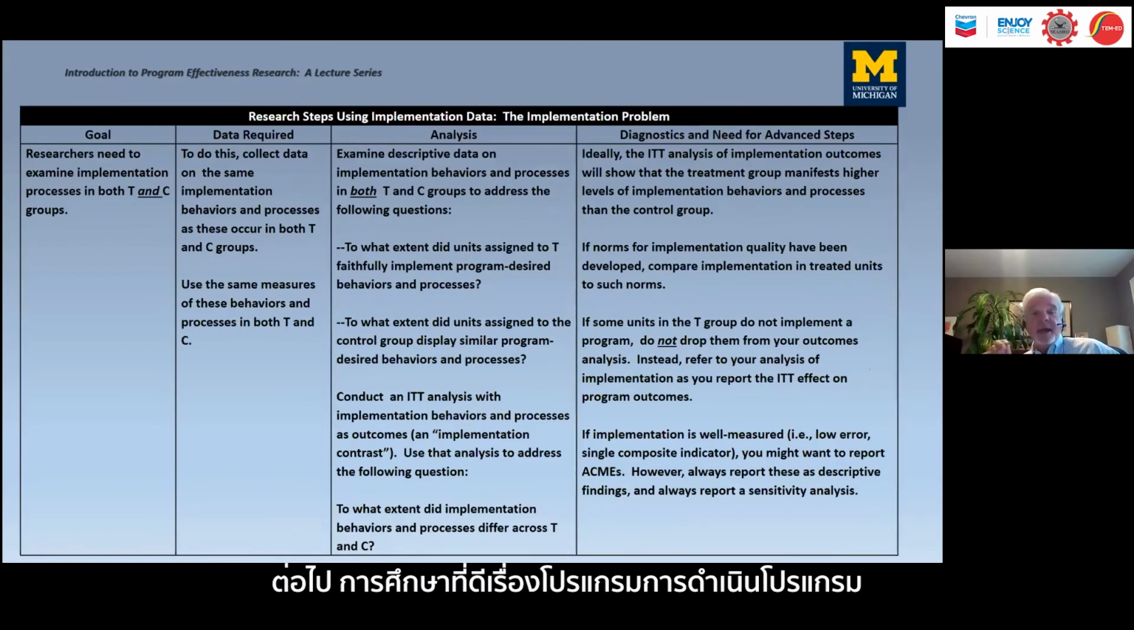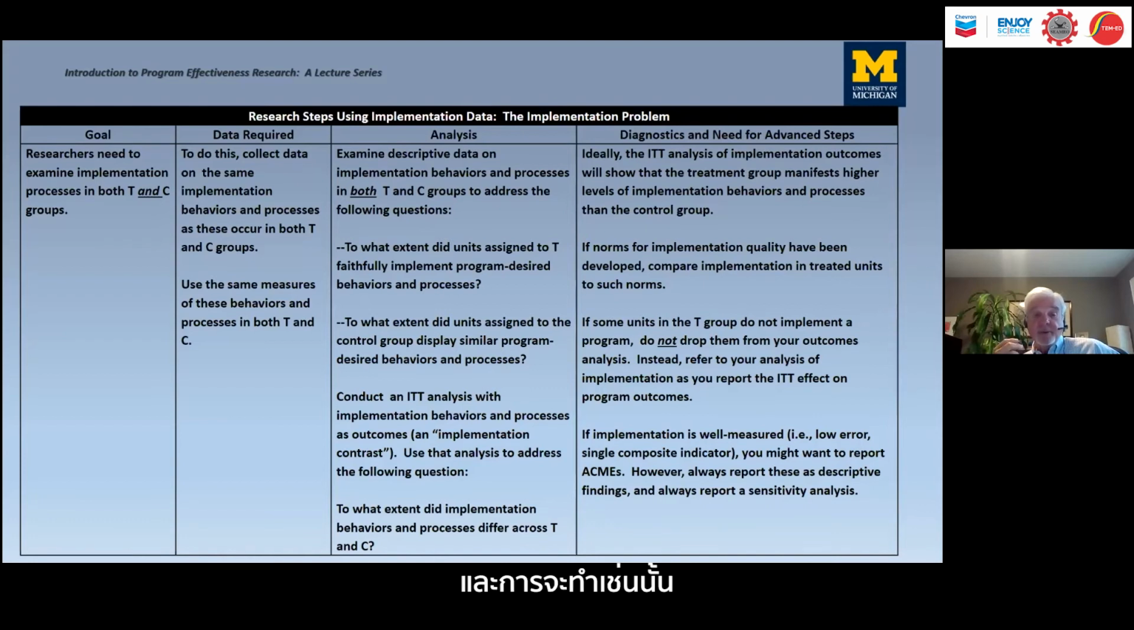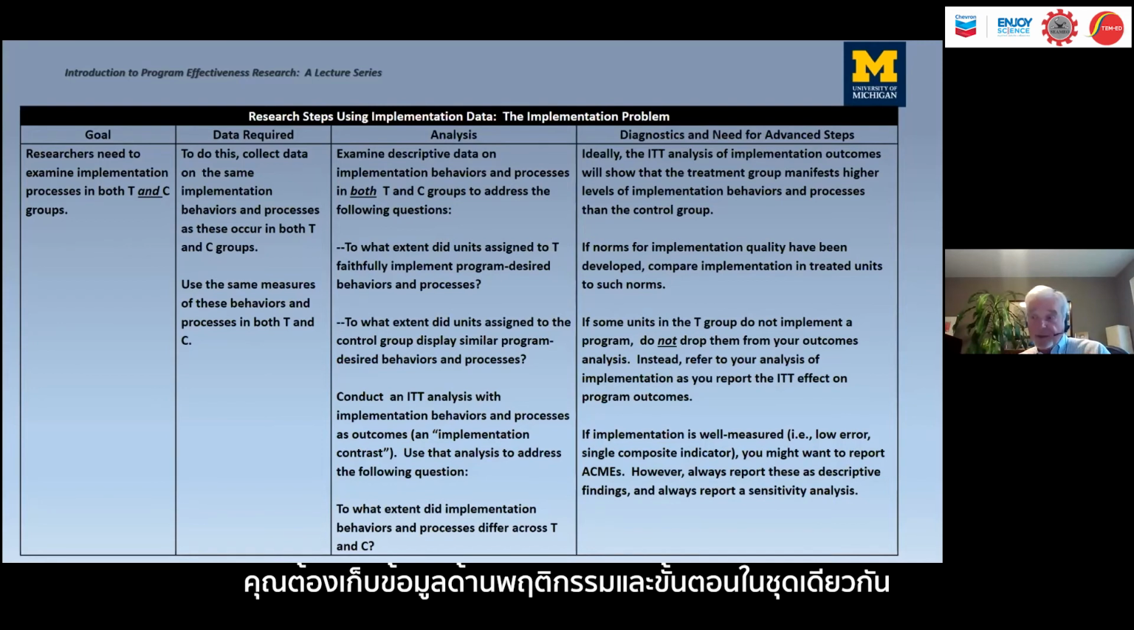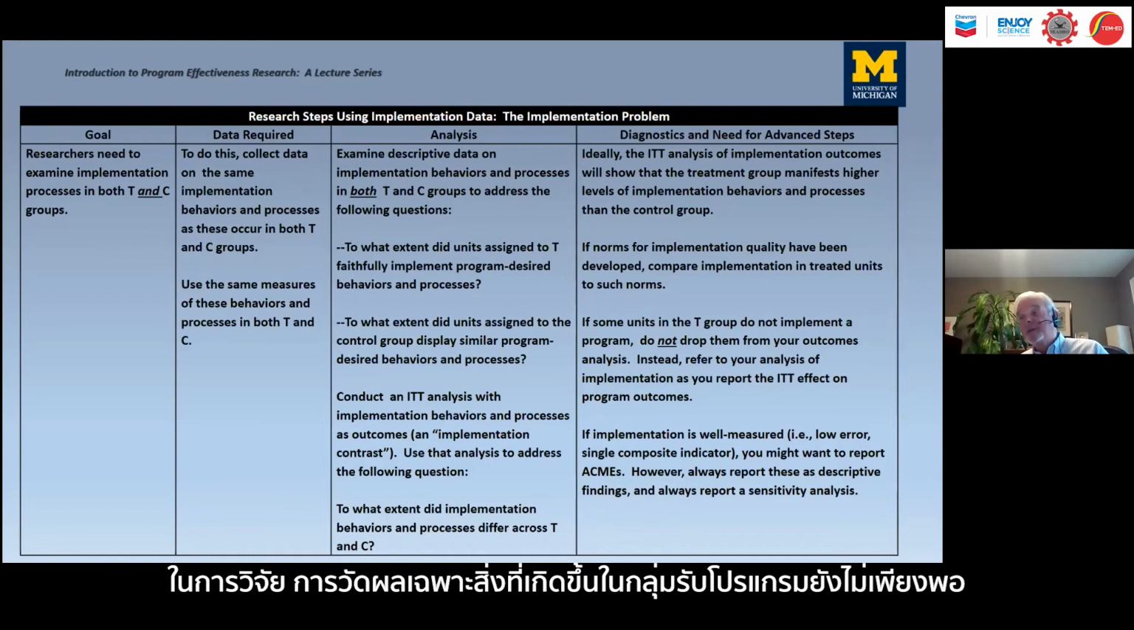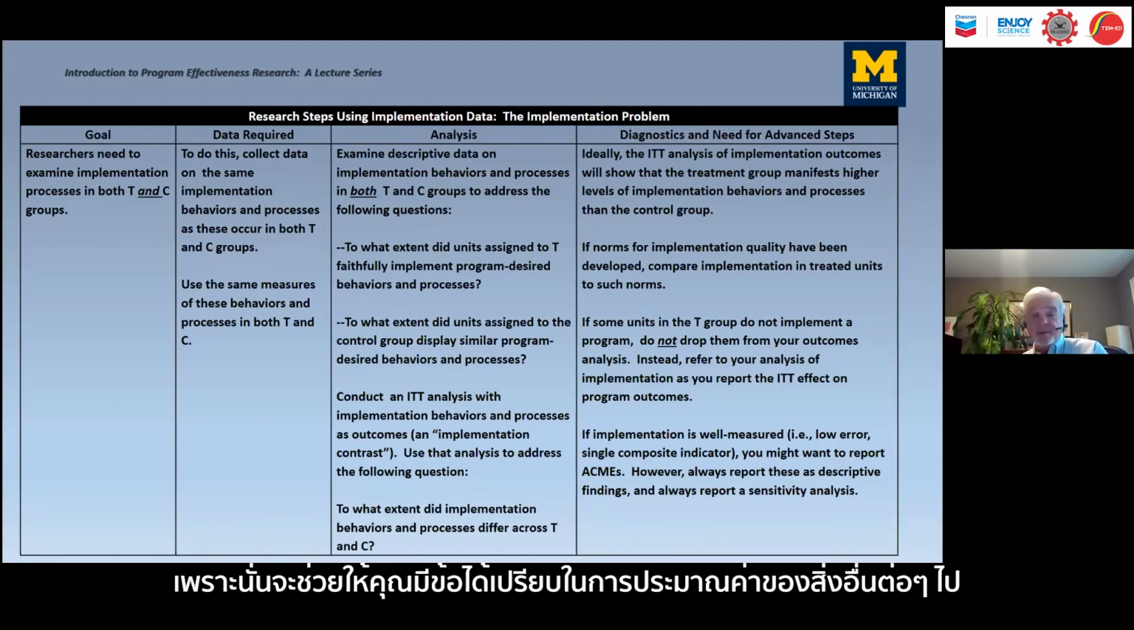Next, any good study of an intervention program needs to examine implementation processes both in the treatment group and the control group. To do this, you have to collect data on the same set of behaviors and processes as these occur in both the treatment and the control group, and you have to use the same measures. It is not sufficient in a study simply to measure what's going on in the treated group. You want to also measure whether similar things are going on in the control group, because that's going to give you leverage for estimation of further kinds of effects.